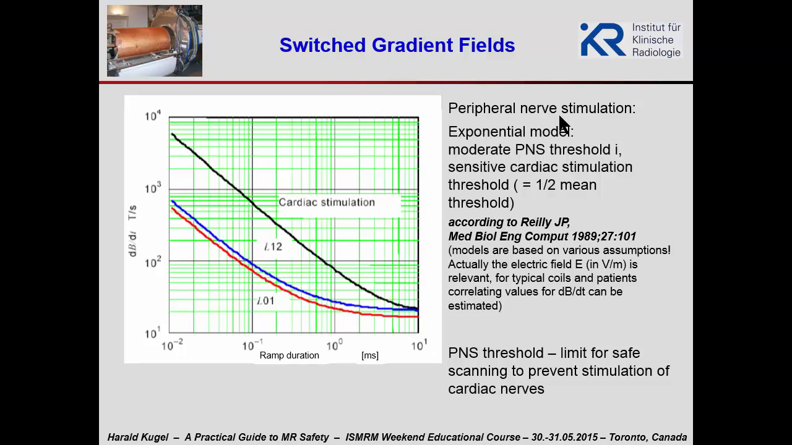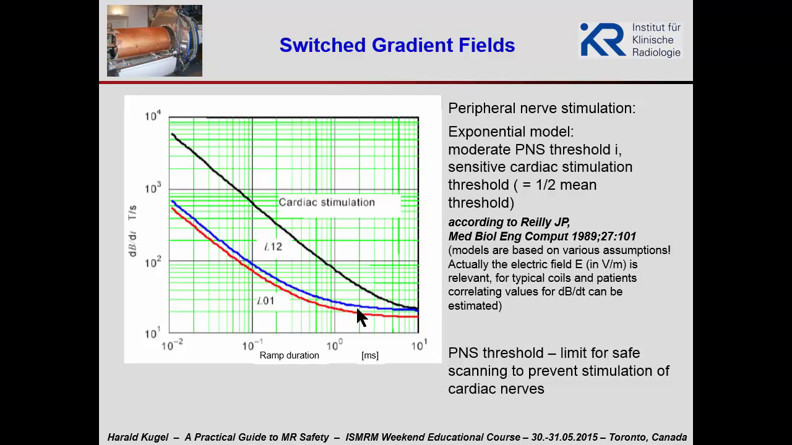The first nerves that can be stimulated are peripheral nerves. So we have peripheral nerve stimulation. When does it happen? Well, it depends on ramp duration and change of the magnetic field. And this is, for an exponential model, the threshold of peripheral nerve stimulation. Well, peripheral nerve stimulation may be annoying, but in itself it's not dangerous.